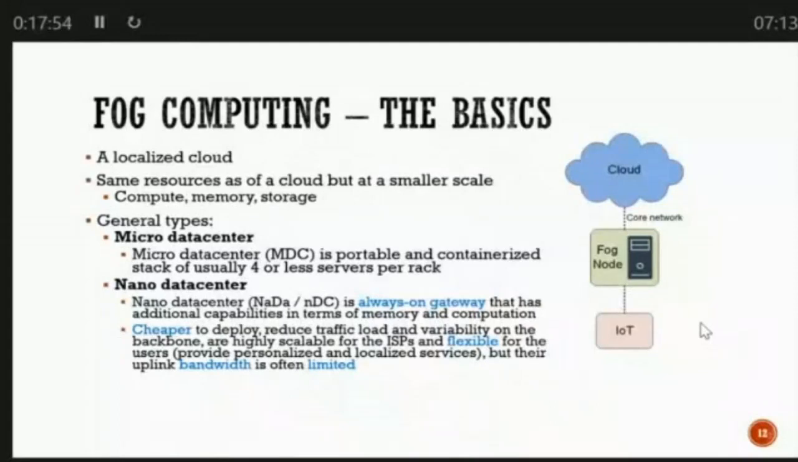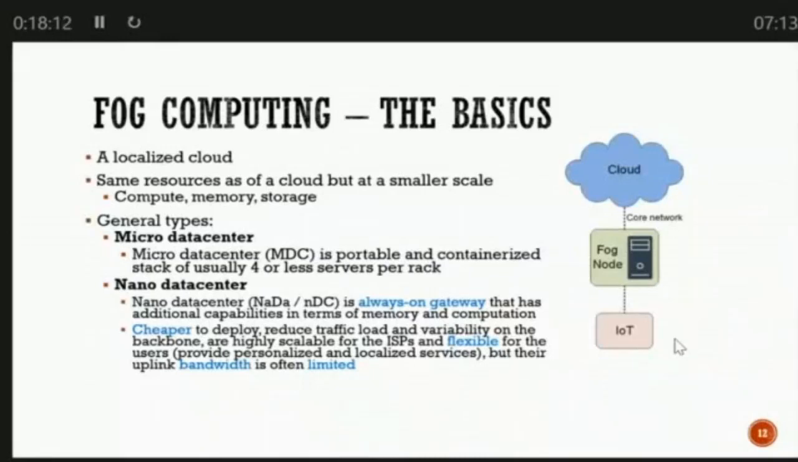In case of nano data center, it's kind of a gateway which is always accessible, and that gateway has the additional capability of performing computation or storing the data. So you're talking about a few tens of customers or so. So these are the 2 basic types of fog computing.